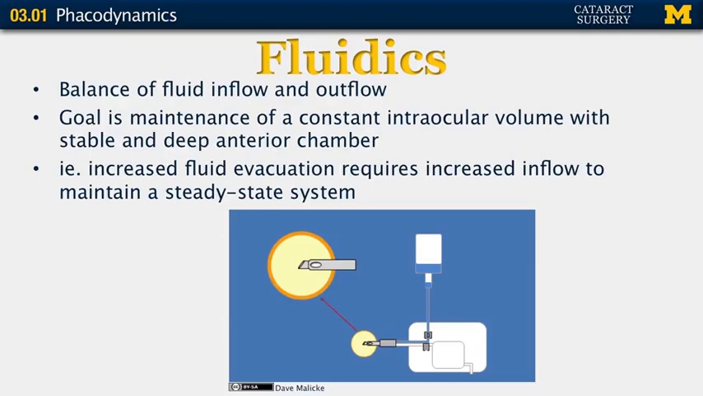So let's talk now about fluidics. We've defined this previously as the balance of fluid inflow and outflow from the eye. Our goal of fluidics is to maintain a constant intraocular volume with a stable and deep anterior chamber so we can efficiently remove the nucleus in the cataract. So it follows from this that if we remove fluid at an increased rate from the eye, we have to balance it by an increased inflow to maintain this steady state system, which is the goal of fluidics.